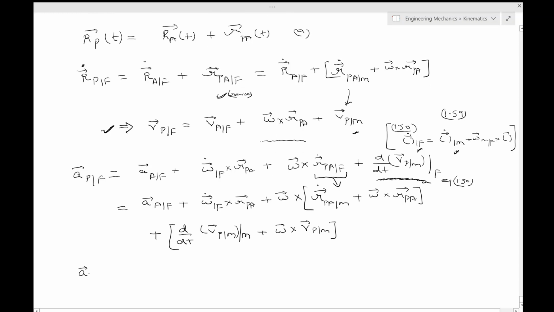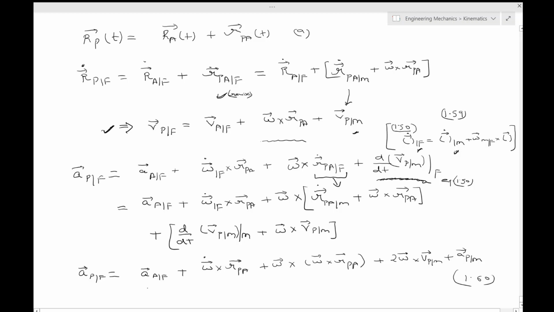This means we can write the acceleration of p with respect to f as the acceleration of a with respect to f plus omega dot cross r_pa plus omega cross omega cross r_pa plus 2 omega cross v_p of m plus the acceleration of p with respect to m. Okay, this is 1.60.